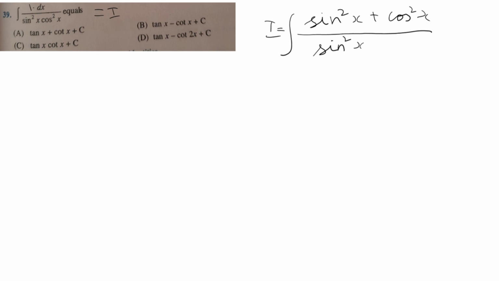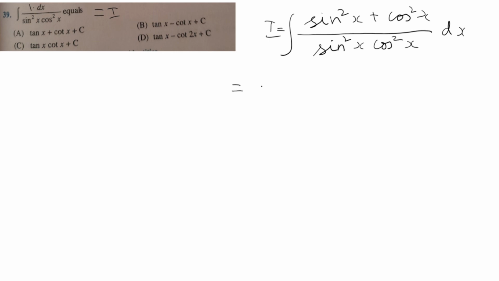Integral dx by sine square x cos square x equals. Let us take this as I. So I is equal to the integral of 1 into dx. So instead of 1, I am using the trigonometric identity: 1 is equal to sine square x plus cos square x, divided by sine square x cos square x dx. So I am dividing each term separately.